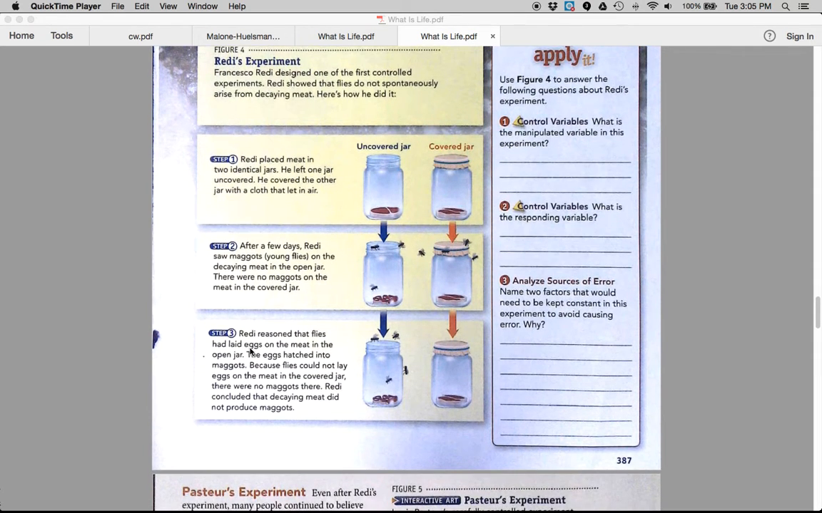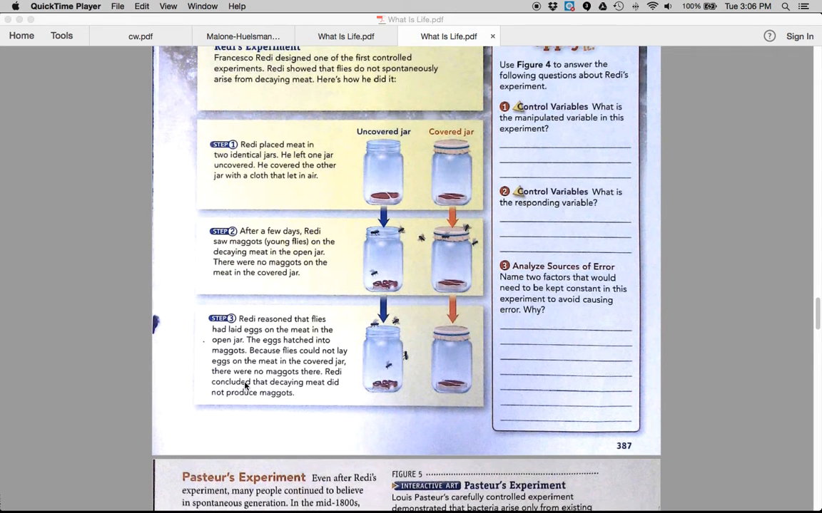Reedy reasoned that flies had laid eggs on the meat in the open jar. The eggs hatched into maggots. Because these flies could not lay eggs on the meat in the covered jar, there were no maggots there. Reedy concluded that decaying meat did not produce maggots.